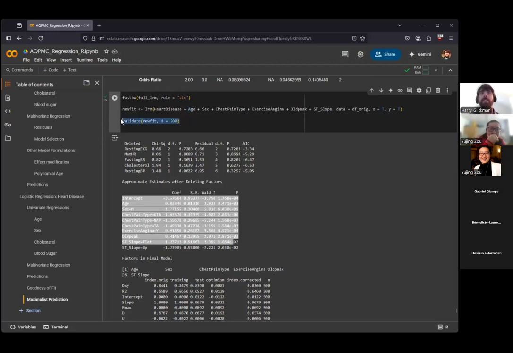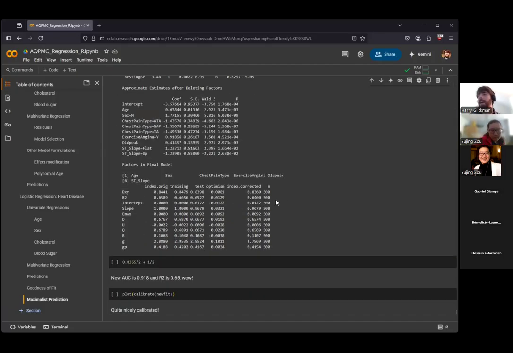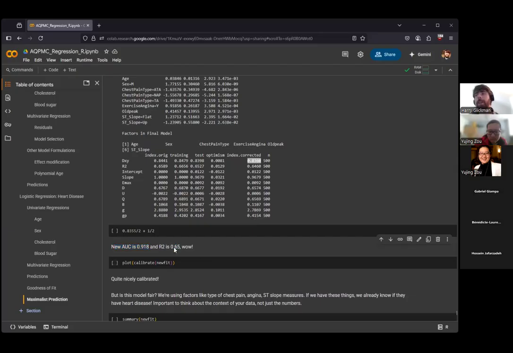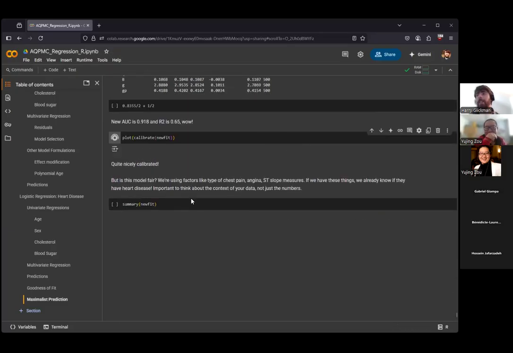And we're going to run internal validation using 500 bootstrapped samples. And now our Dxy value is 0.84, which is an AUC of 0.92. And our R squared is 0.65. So we're now explaining 65% of the variance. And we're having almost perfect predictions, even after internal validation. So, wow, this seems really good. And it's still nicely calibrated.